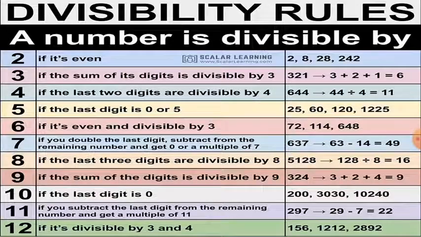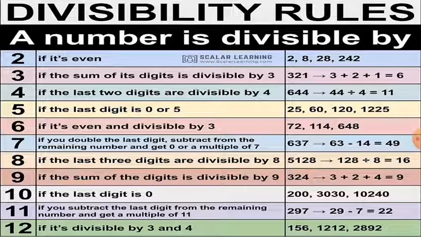Before then, let's look at these divisibility rules that are going to help us in dividing quickly. A number is divisible by 2 if it is even, or ends with an even number. So when you have a number that ends with an even number, just know that it is divisible by 2. A number is divisible by 3 if the sum of its digits is divisible by 3.